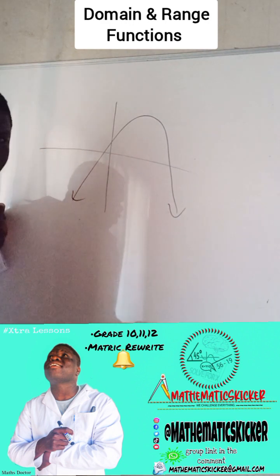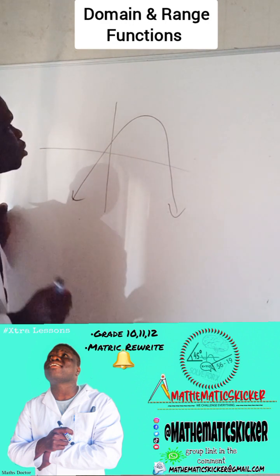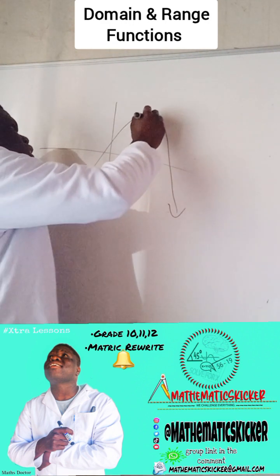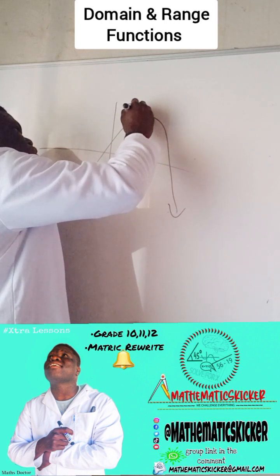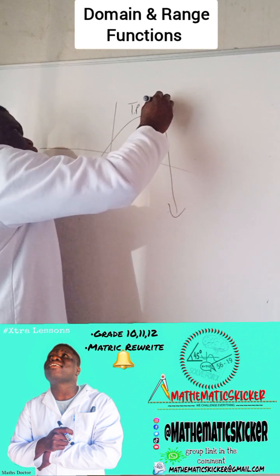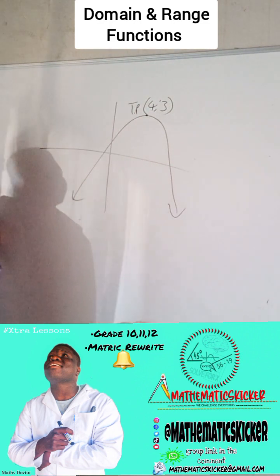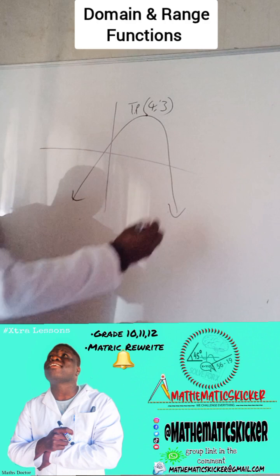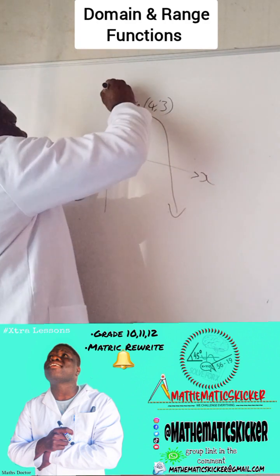Let's say you have something of this nature. And then we have the turning point, the TP. Let's say the TP value here is 4:3. We have the turning point there. Then now, here we have the x-axis and the y-axis.